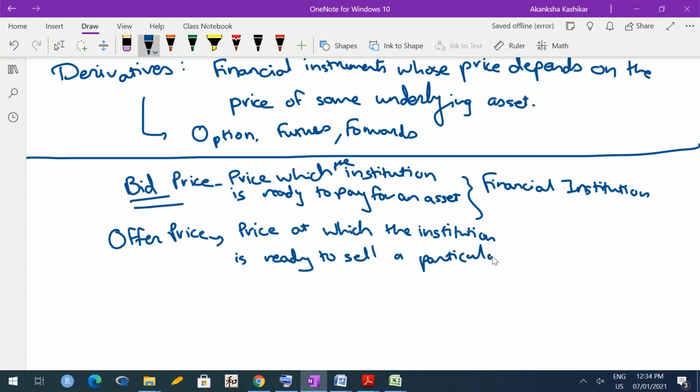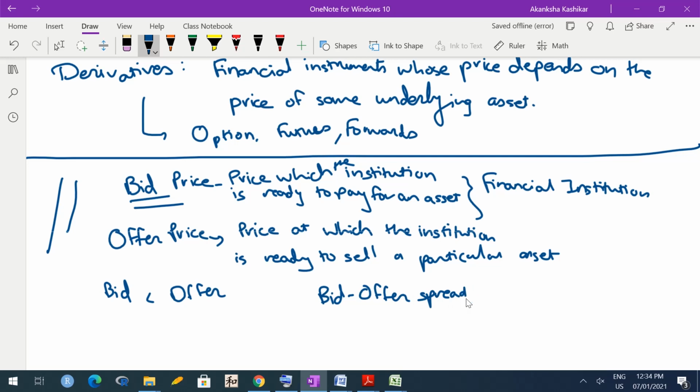So what do I mean by this? We are talking about the same asset. So the same asset is going to have two prices. One is bid price, one is offer price. They are double standard. So you want to buy generally at a lesser price, and while selling you want to sell at a higher price. So generally bid price is less than offer price, and the difference between them is known as bid offer spread.